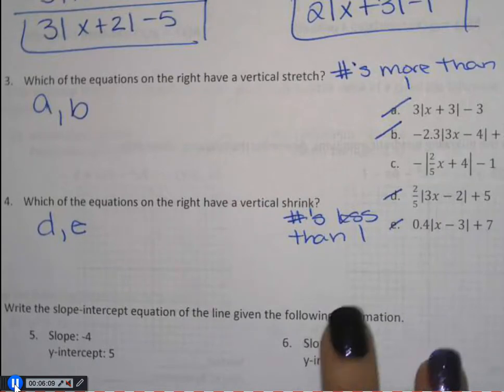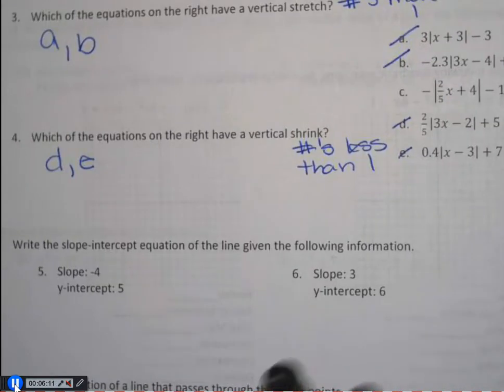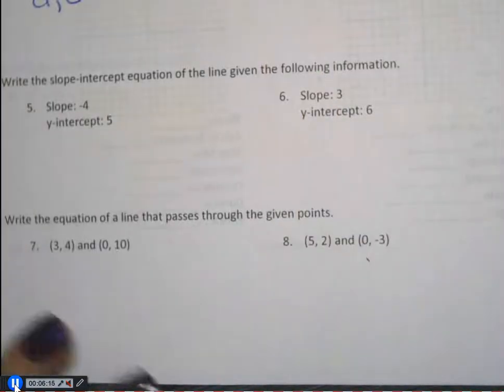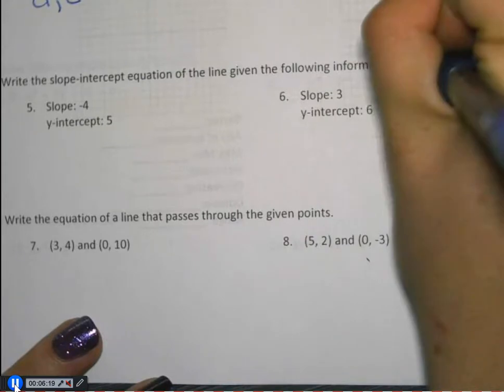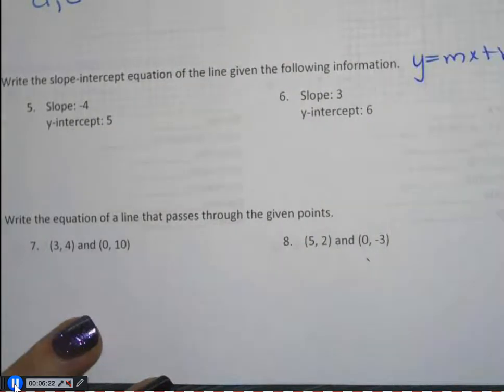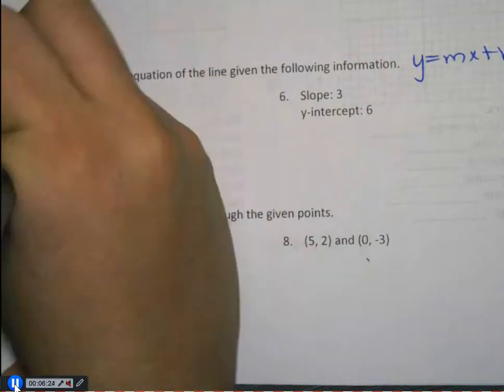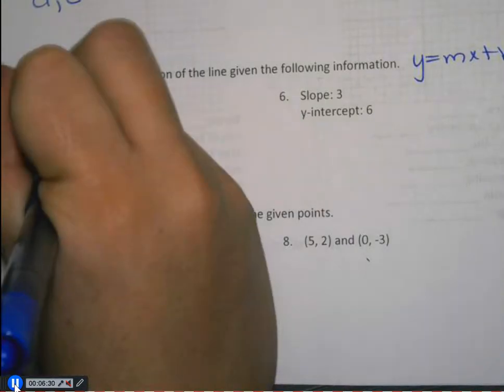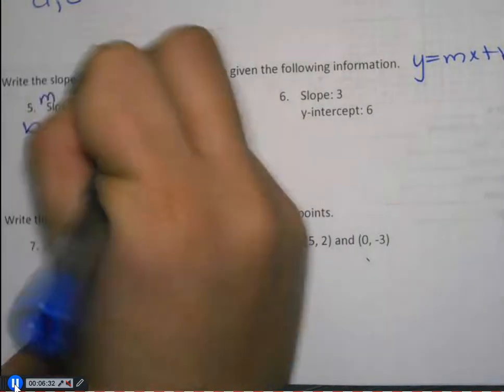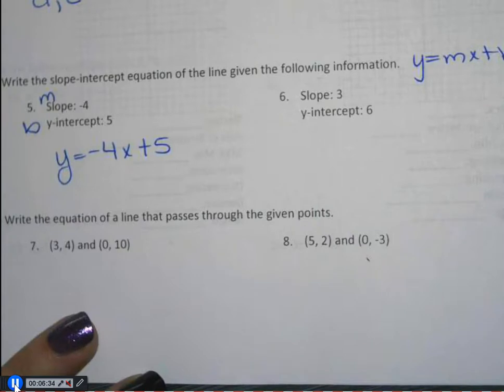Okay. So moving on to 5 and 6. These ones want me to write the slope-intercept form of these two lines. Slope-intercept form, remember, is y equals mx plus b. Slope is m. Y-intercept is b. So I literally plug into that equation. It's going to be y equals negative 4x plus 5. That's it. That's our equation.